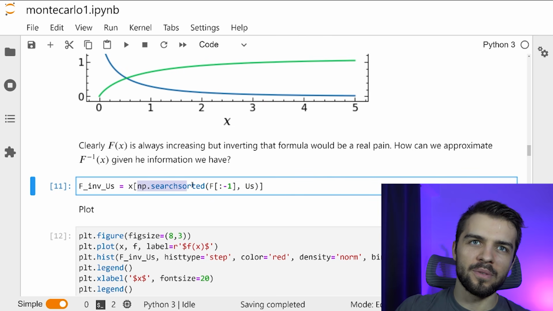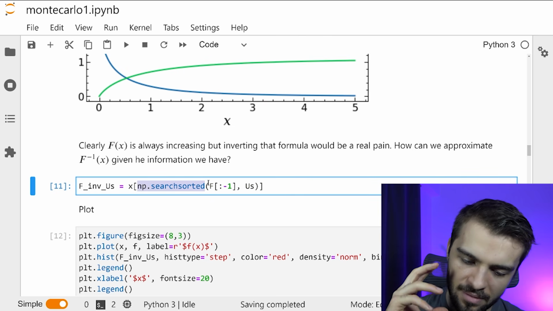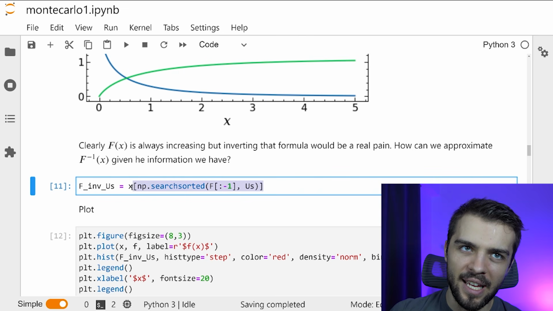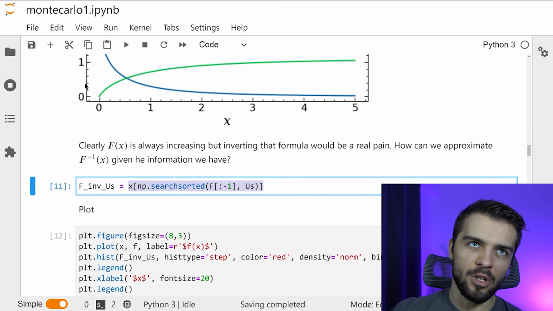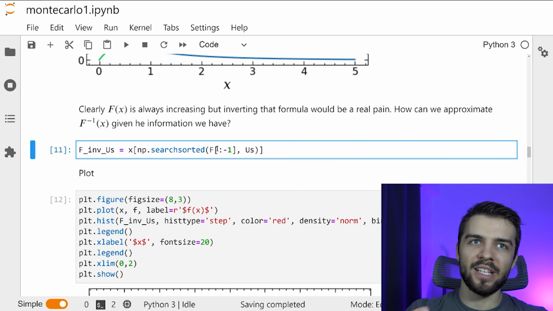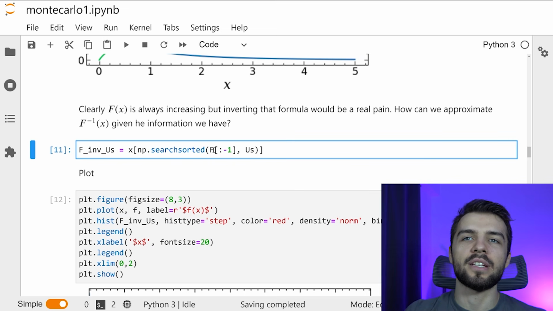So again, if you're still confused, I'd recommend looking at what np.searchsorted actually does. But this is computing the inverse function. It says, give me the x value such that 0.2 is the y value, right? And that's sort of what's going on here. So I can compute my f inverse of u's in this way. This is the numerical way of doing this.